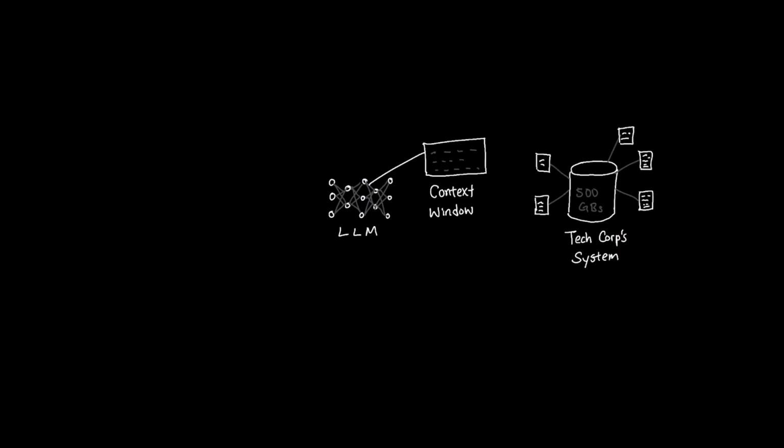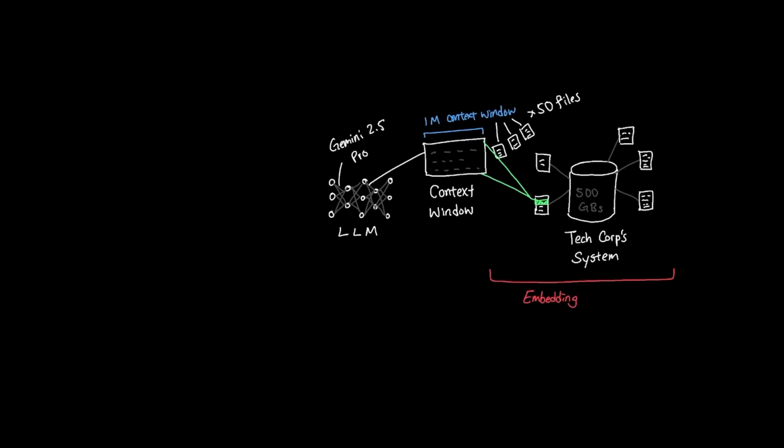Now that we have a grasp on what context window provides, TechCorp's 500 gigabytes of documents creates an immediate problem. Even the largest context window, like Gemini 2.5 Pro's 1 million tokens, can hold only about 50 files of typical business documents all at once. We need our AI model to understand all 500 gigabytes, but it can only see a tiny fraction at a given moment. This is where embedding comes in.